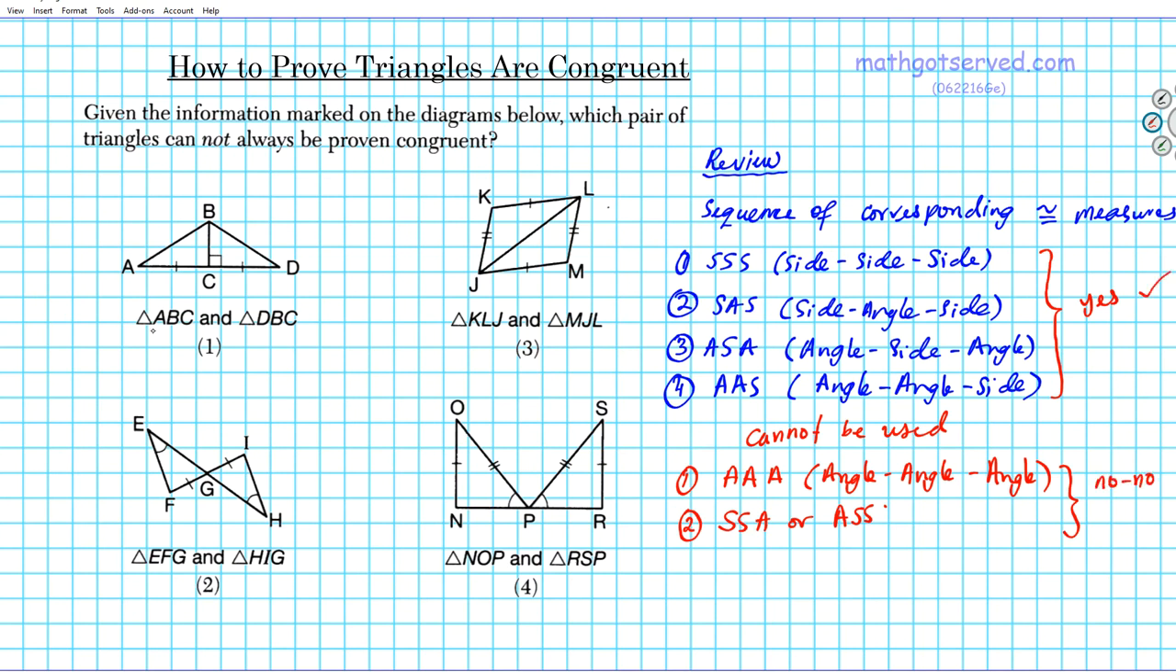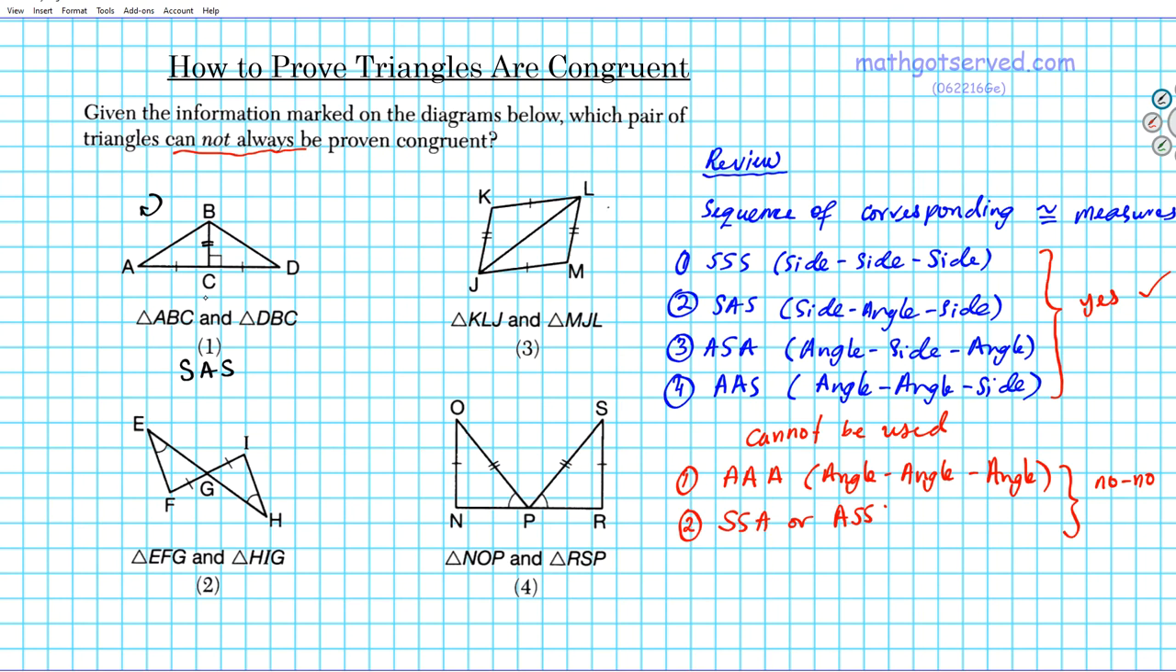Let's take a look at these four options here. One of them is going to violate the conditions, and the rest should be fine. For option 1, we have this side right here, BC, they share a common side, so it's congruent like that. So you have a side, an angle, and a side. For number 1, going in this direction, this is an SAS.